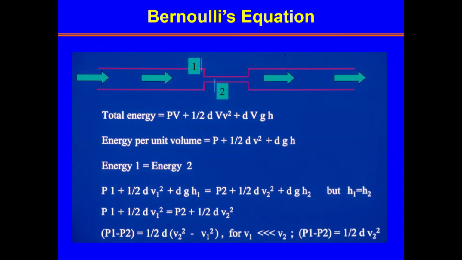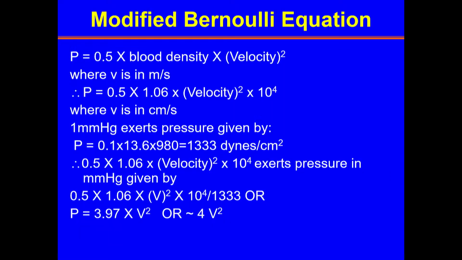When the velocity at point 1, say, is so much smaller than the velocity at point 2, its square is also much smaller than the square at point 2, and so we can ignore V1. And now the expression becomes: the pressure gradient is given by half multiplied by density multiplied by the velocity at point 2 squared. That's the modified Bernoulli, or a prelude to the modified Bernoulli equation.